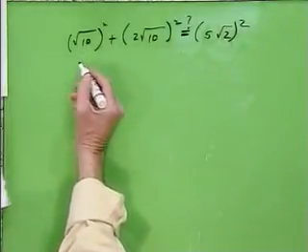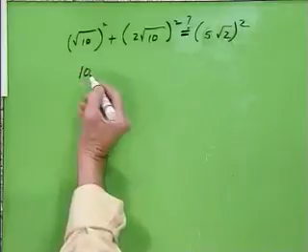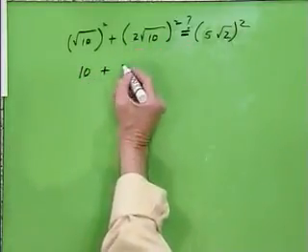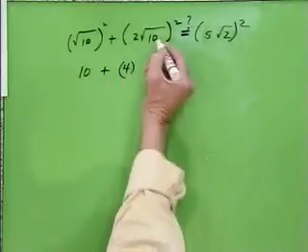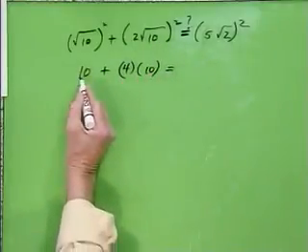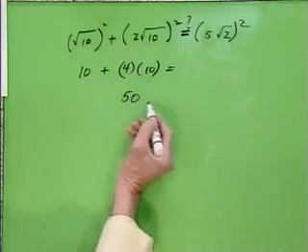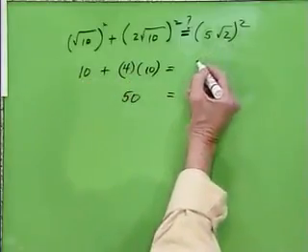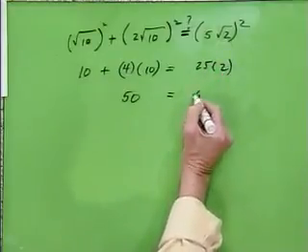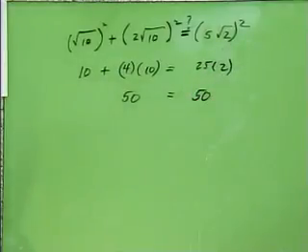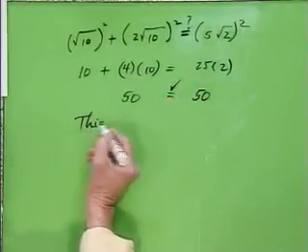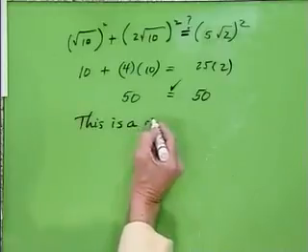The square root of 10 squared is what? 10. Right. That's what the square root means, if you square it, you get 10. And this one, if I square the 2, I get a 4. And if I square the square root of 10, I get a 10. So sure enough, that's 10 plus 40 is 50. And over on the other side, this is 25 times 2, and that's 50, because that was the square root of 50 to begin with. So sure enough, those are equal, and so this is a right triangle.